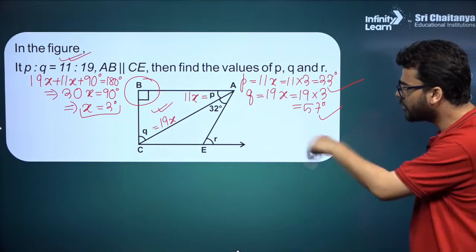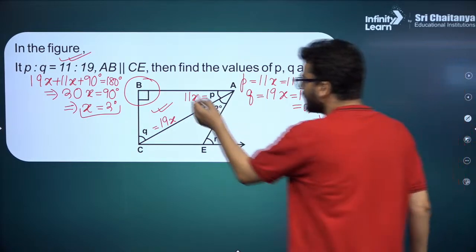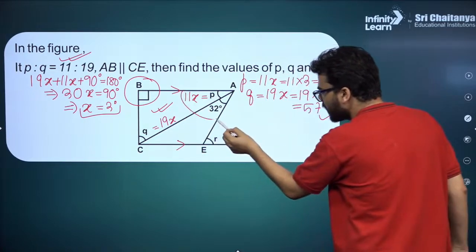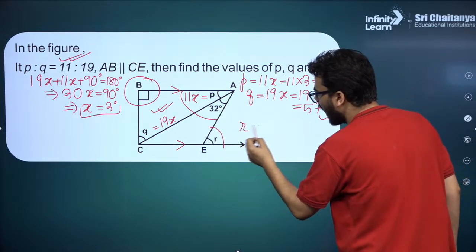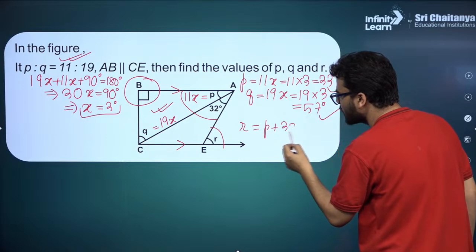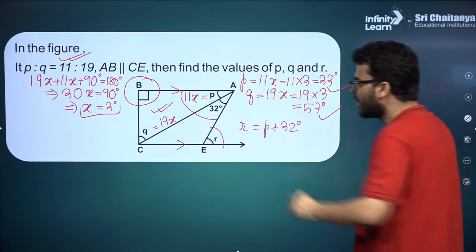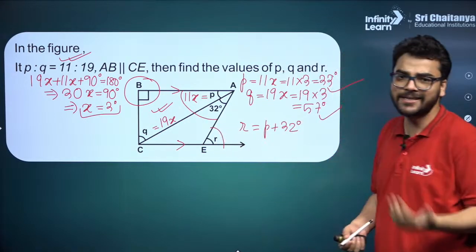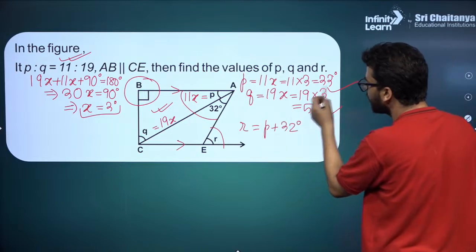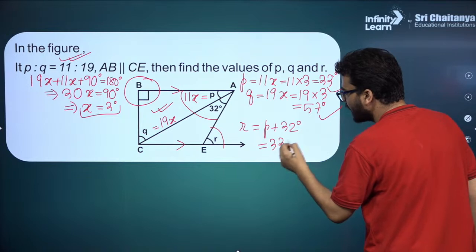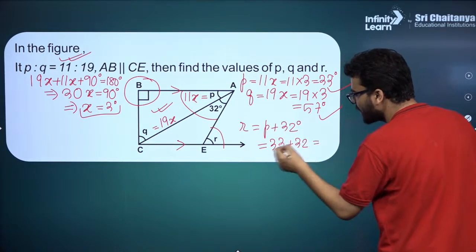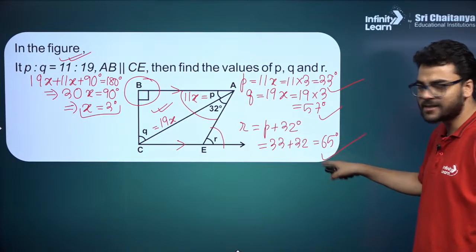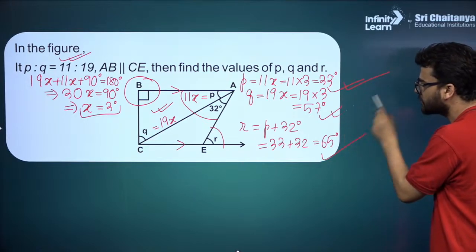Now we have to find the value of angle R. See, it is already given that AB is parallel to CE. So can I not say that angle P plus 32 is equal to angle R? R is equal to P plus 32, because they are alternate interior angles. You see, this is parallel to this. So therefore, this total angle is equal to this angle, alternate interior angles. Now angle P we have got to be equal to 33 degrees, and plus 32 over here. So angle R is coming out to be 65 degrees. So 65 is the answer. So angle R is 65 degrees, P is 33 degrees and Q is 57 degrees.